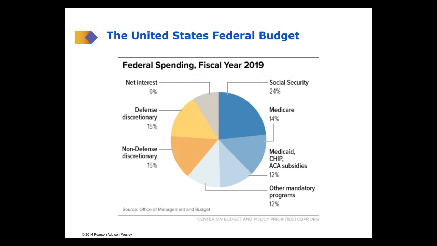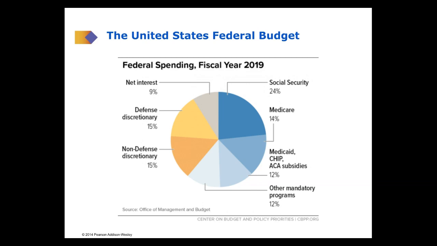Another 26% went to Medicare and Medicaid, which is health insurance for older people and health insurance for lower income people. So more than half the budget is spent on retirement for older people and health insurance for older people and low income people. And that's a pretty big number.